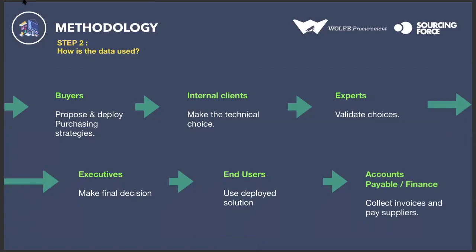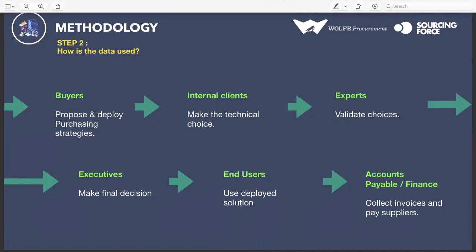Step 2 is really figuring out how the data is used today and by whom, and how you could benefit from using that data in the future. It's largely going to benefit the procurement group in terms of how they're developing their strategies and how they approach and work with the different internal stakeholders, whether that be the subject matter experts, the end users themselves, or the executives.